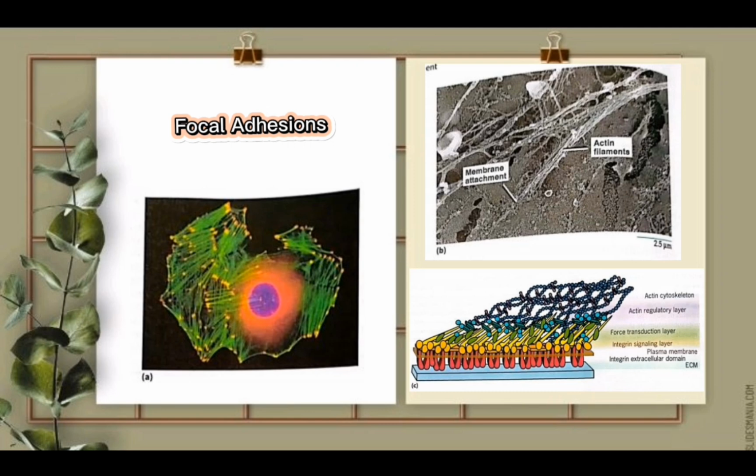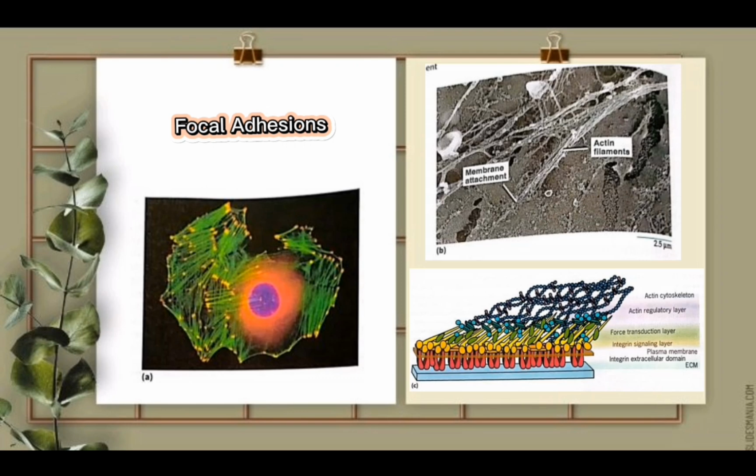So these focal adhesions are sites where cells adhere to their substratum and transmit signals in both directions across the plasma membrane. So we have picture A, picture B, and picture C. In A, this picture is a cultured cell that has been stained with fluorescent antibodies to reveal the location of actin filaments, which is colored green, and integrins, which is colored red. So the integrins are localized in small patches that correspond to the sites of focal adhesions.